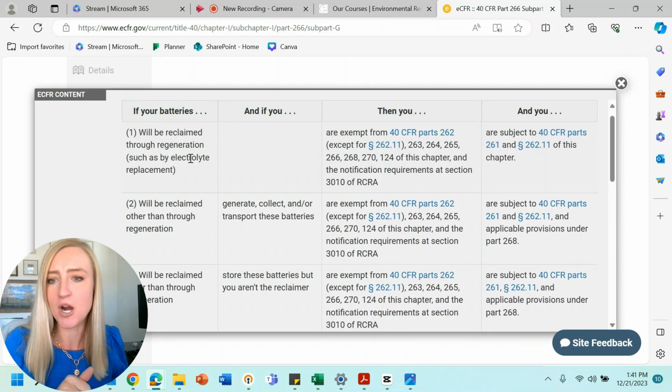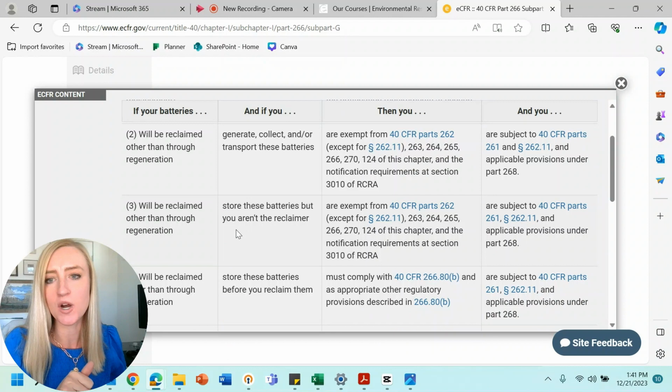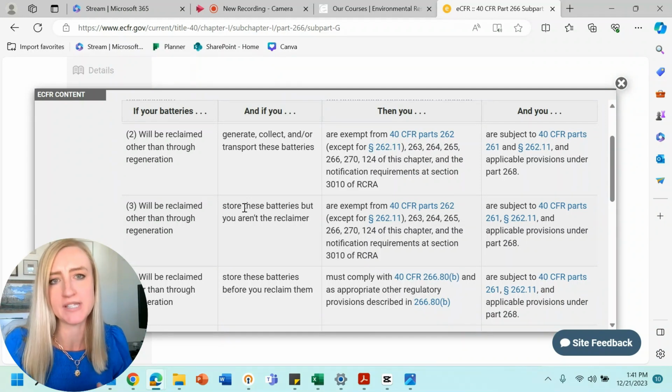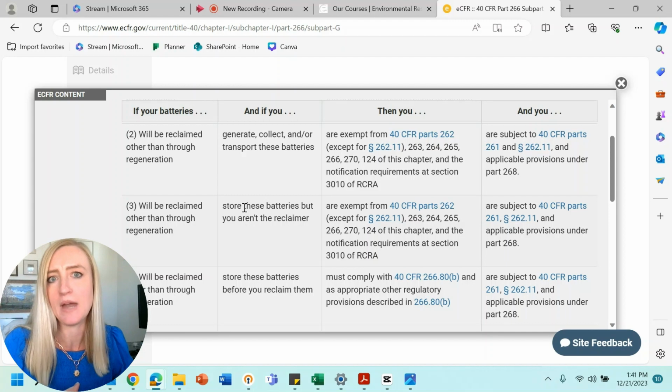Now, a couple of other parts, two, three, and five. This is when you are going to have them recycled and it's not through regeneration. So maybe this battery recycler is going to take them, they are going to break them apart, get out the lead and reuse it, etc. They're going to make a new battery out of the parts of it. That is the case with a lot of recyclers. So, in that case, you do have to do a couple of things.